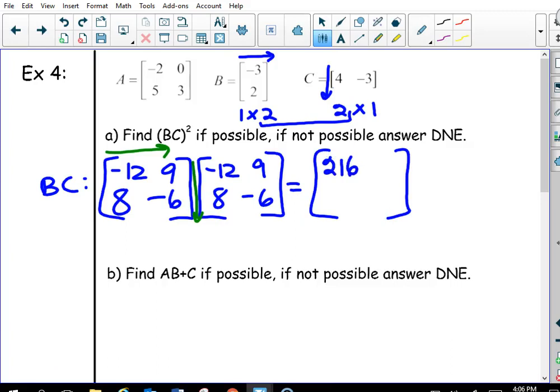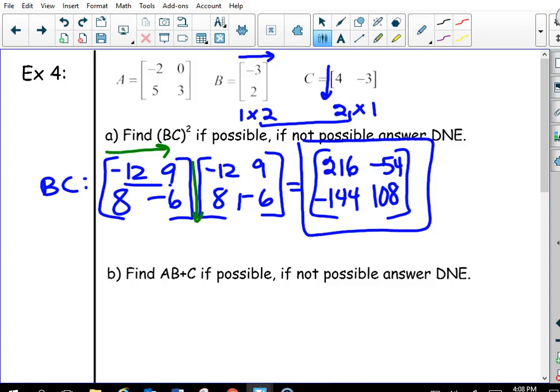Continuing on, first row times second column: negative 12 times 9 plus 9 times negative 6. Okay, I had to pick up the calculator. So that's negative 54. Moving to the second row, first column: 8 times negative 12 plus negative 6 times 8 gives a negative 144. And last row, last column: 8 times 9 plus negative 6 times negative 6 gives a 108.